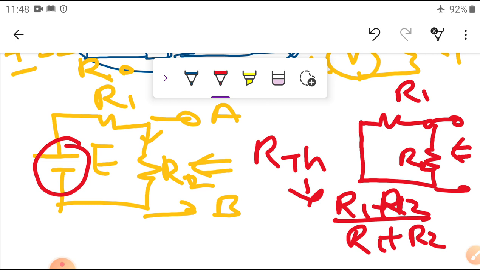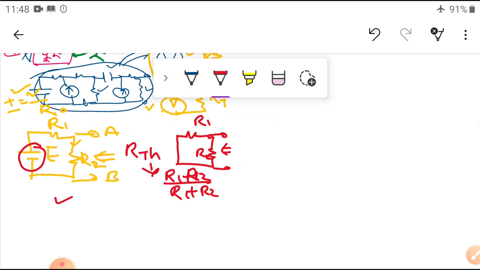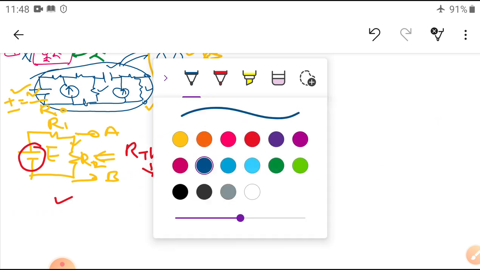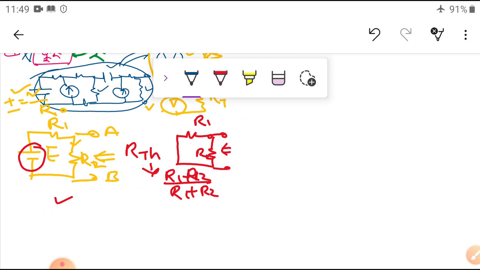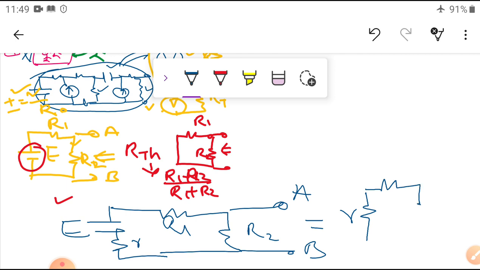Suppose this same circuit consists of a voltage source with an internal resistance connected, and then R1 and R2, this is A, this is B. So this is R1, this is R2, this is the small r, and this is E. In that case, you calculate R Thevenin simply: small r, R1, R2 are connected here. What is the equivalent value?